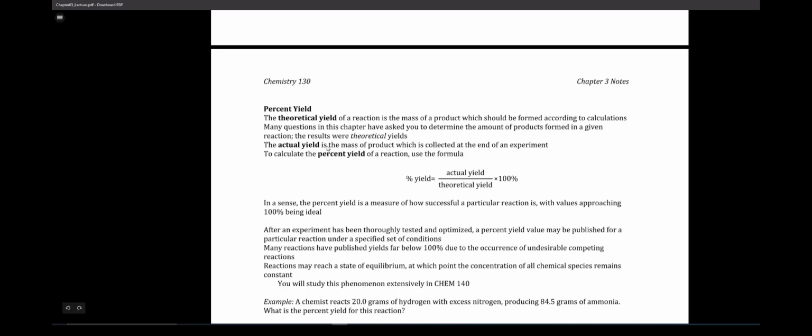And what must always be true? Actual yield compared to theoretical yield. Can the actual yield ever be more than the theoretical yield? No. Why not?